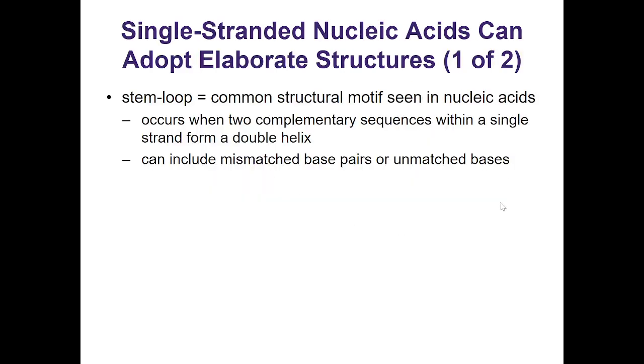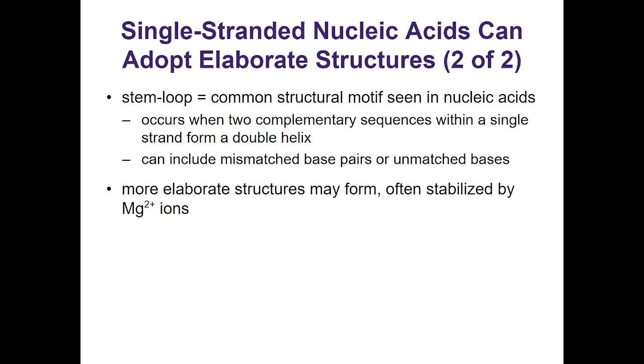So these single-stranded nucleic acids can adopt elaborate structures. We have the stem loop structure, which is a common structural motif seen in nucleic acids. This is going to occur when two complementary sequences within a single strand form a double helix. This can include mismatched base pairs or unmatched bases, because there's still going to be some energetic favorability to making helix structures, even if we don't have perfect matching, right? I.e., it's better to make a hydrogen bond and make a van der Waals force than it is to not, right? Even if it's not the full three.